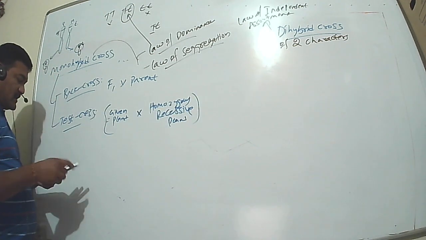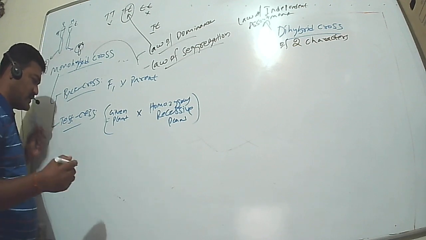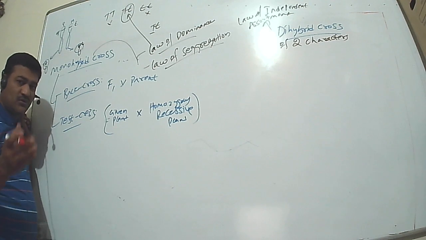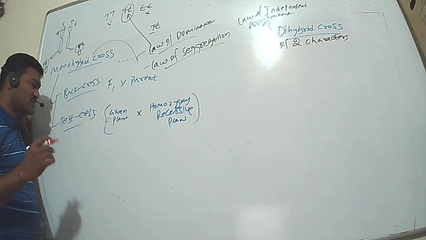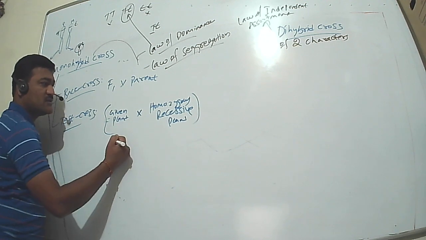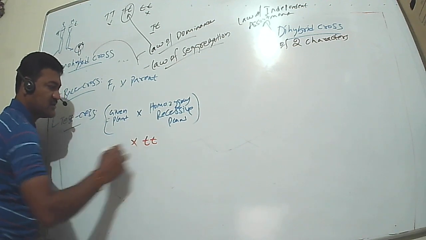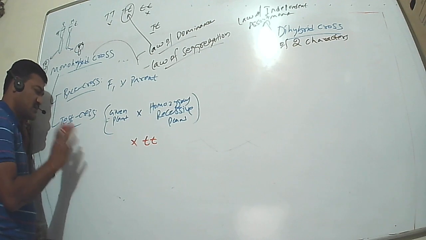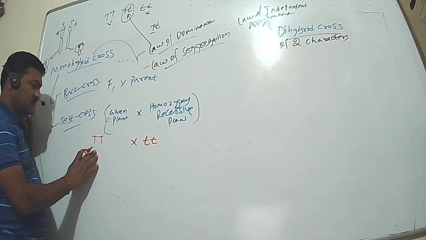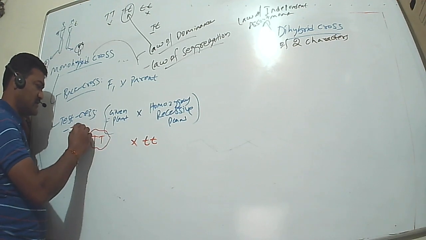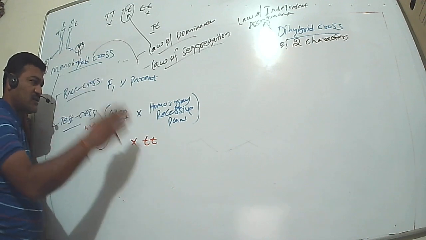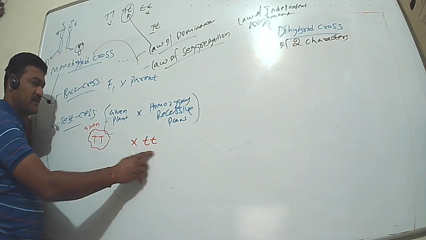For example, let's think I gave you a tall plant, phenotype is tall plant, but you don't know the genotype, whether homozygous tall or heterozygous tall. How do you find then? I look for a homozygous short plant and cross with it. Suppose, let us think that's a homozygous tall plant. Let's assume that this given plant is a homozygous tall plant. So I'll search for a homozygous recessive plant, a short plant, and cross with it.